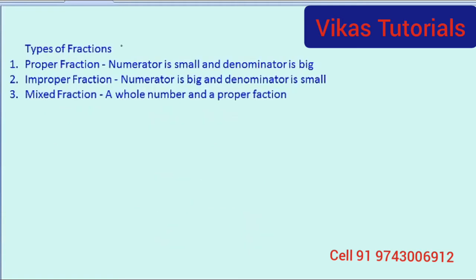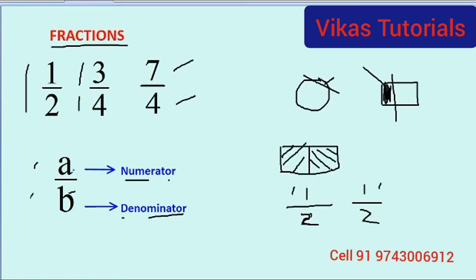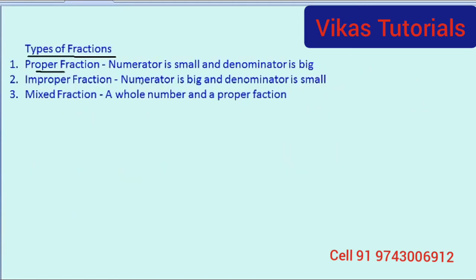Now, let's come to types of fractions. There are 3 types of fractions. First is the proper fraction. In a proper fraction, the numerator is small and the denominator is big. Here I told you the number written above the line is the numerator, and the number written below the line is the denominator. So the numerator, the number on top, will be small and the denominator will be big.